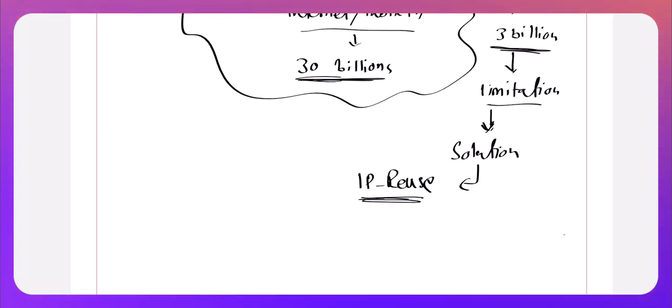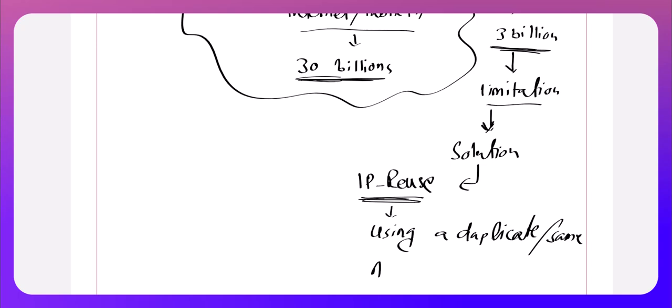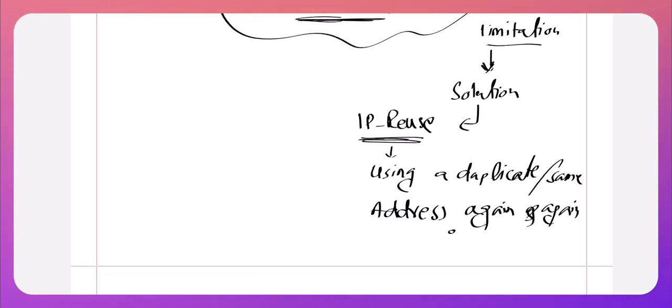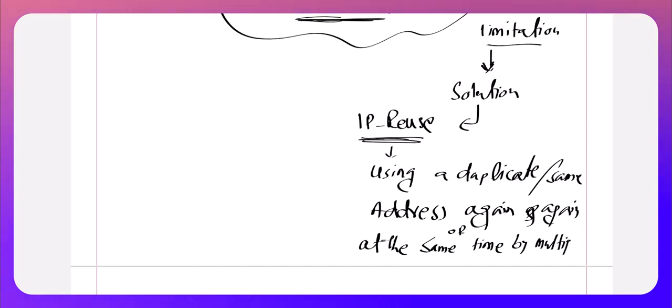What is the meaning of IP reuse? IP reuse means using the same address again and again, or at the same time by multiple devices. This is the concept of IP reuse.